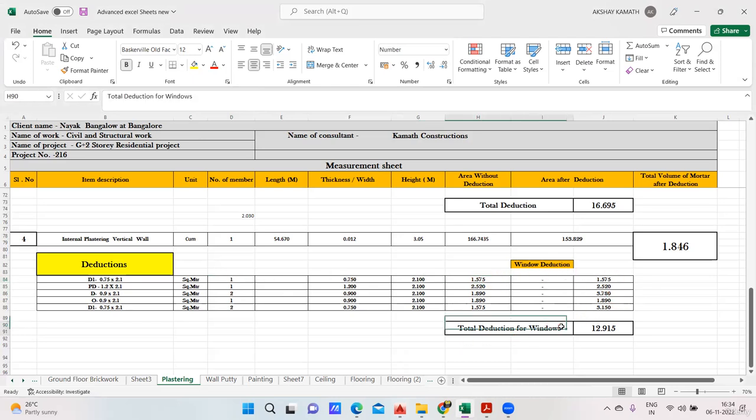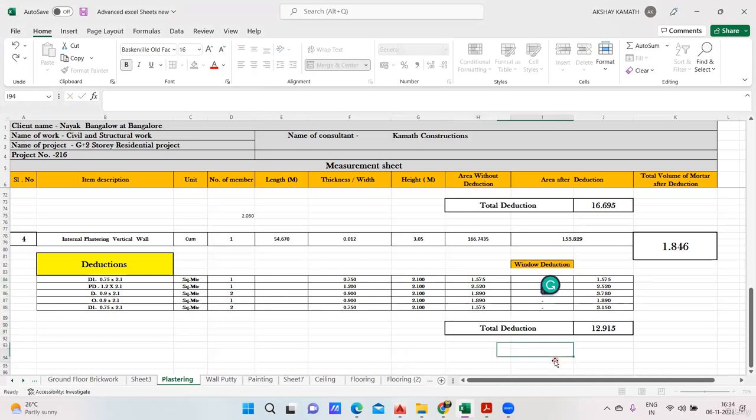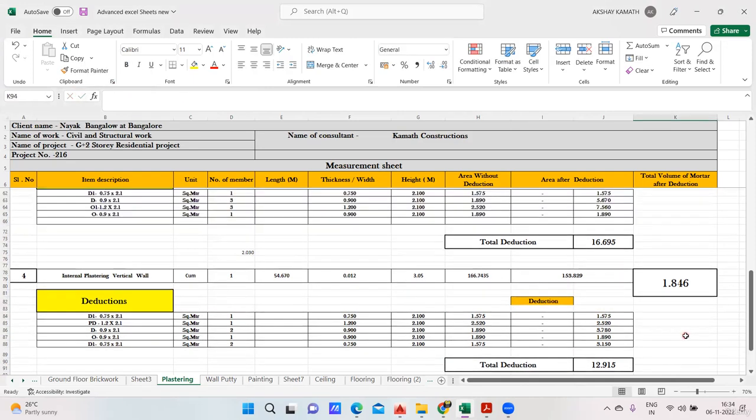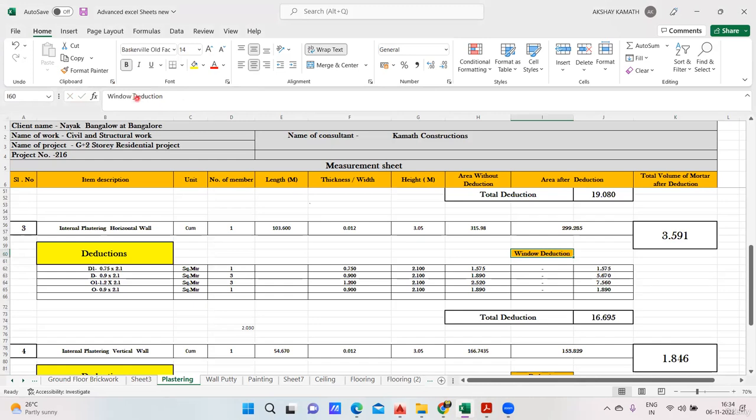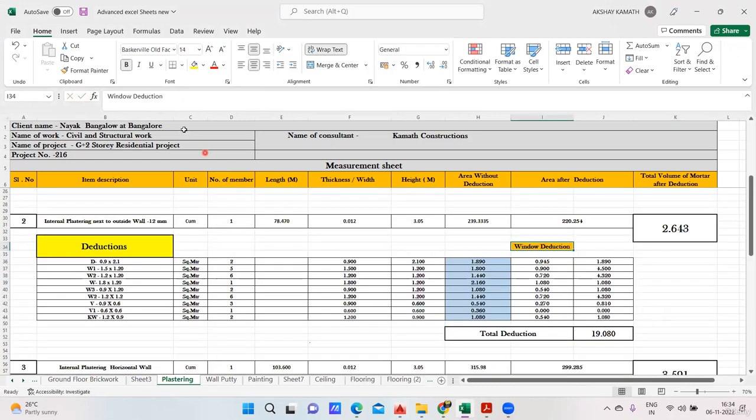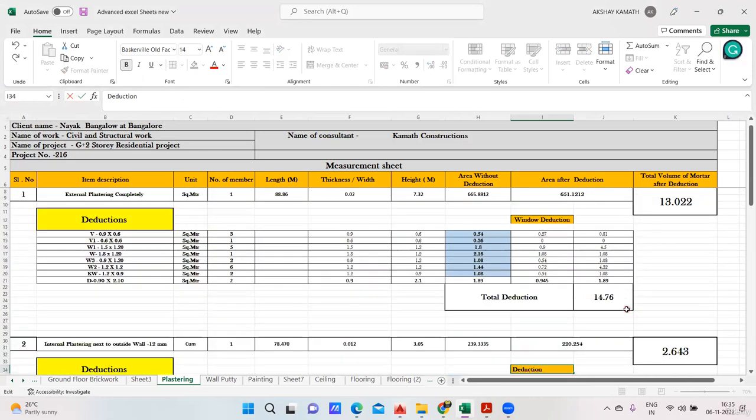So total deduction, again, total deduction, not windows. We write total deduction. That's it. Okay, fine. So this is not window deduction. You should write deduction. Okay, because deduction includes everything. It's not only window. Here also you can change it. Deduction will not be only window. It is overall deduction. Here also you change it, right? Deduction. It's understood. Deduction includes window and all. Windows, then door and all. Okay.